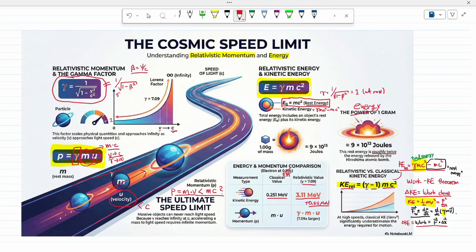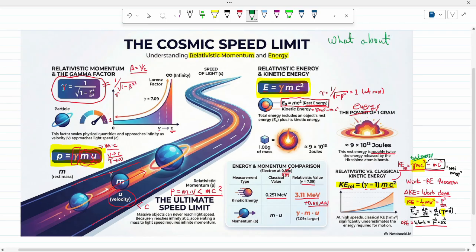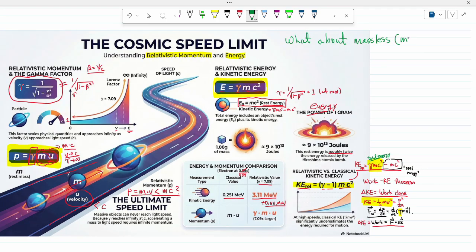It always moves a little bit slower, like 99% or 99.9% or 99.9999999%, but never exactly 1c. Someone could ask this question: what about massless, that is, m equals 0 particles? And we have examples of those.